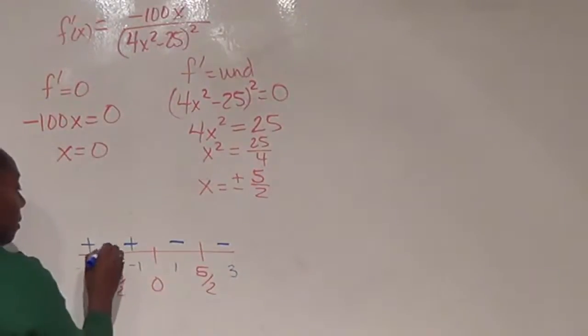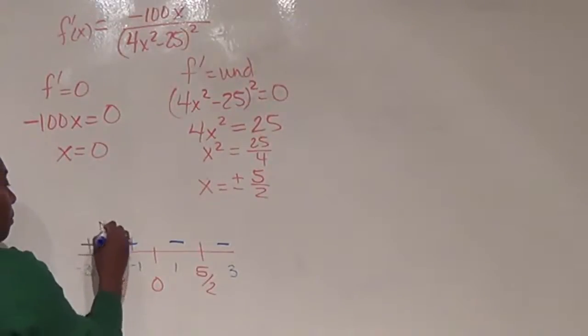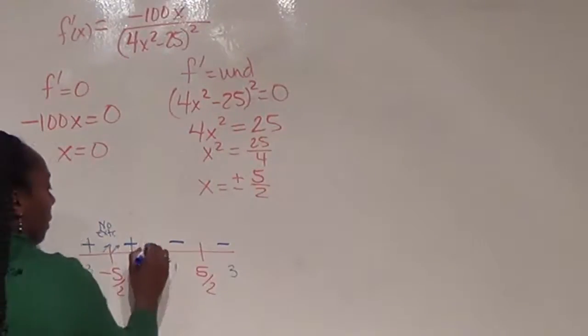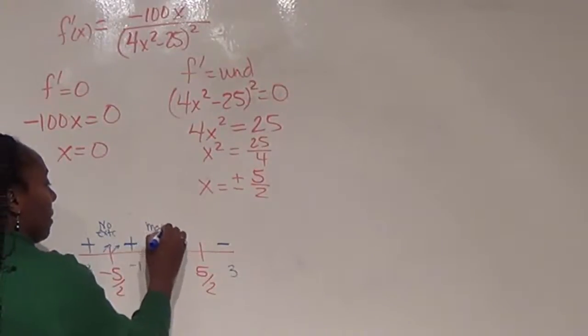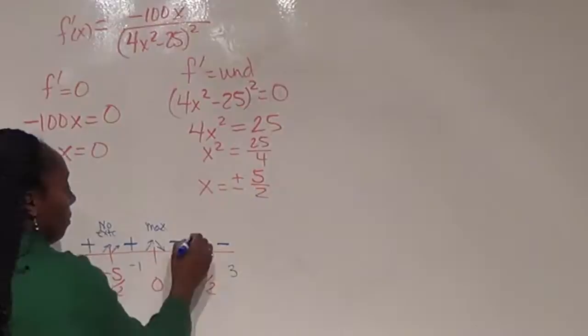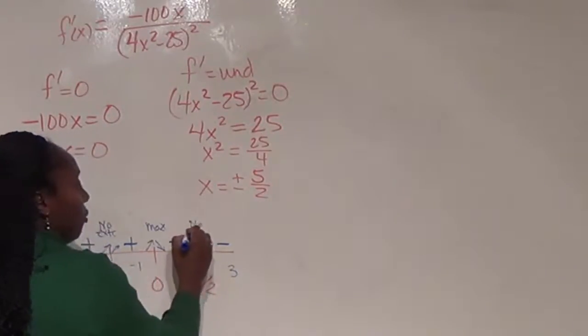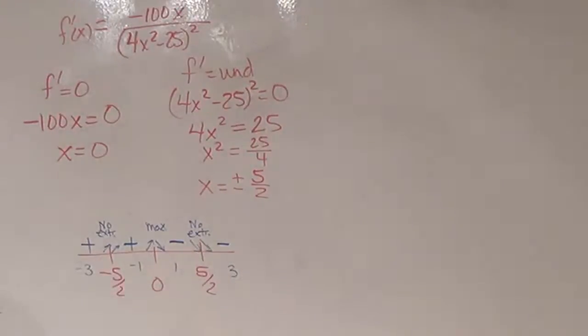So here, we see it goes positive and positive, meaning increasing and increasing. So no extrema there. There's no sign change. Here, it goes from positive to negative, so we have a relative max. And here, we're negative and negative. So again, no extrema.